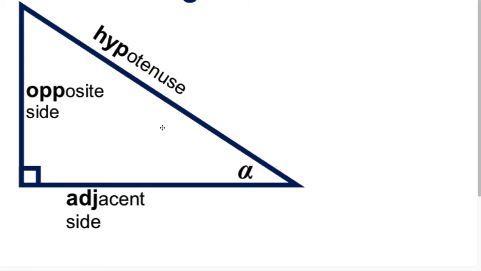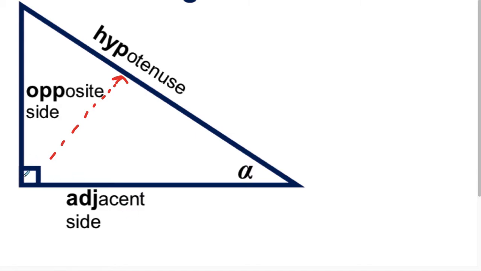The three sides are called opposite of an angle, adjacent to the angle, and hypotenuse, which is always across from the 90-degree angle. So if you identify where the 90-degree angle is, then across from it, or opposite of it, is your hypotenuse. Now, opposite side and adjacent side can interchange depending on what the angle is.